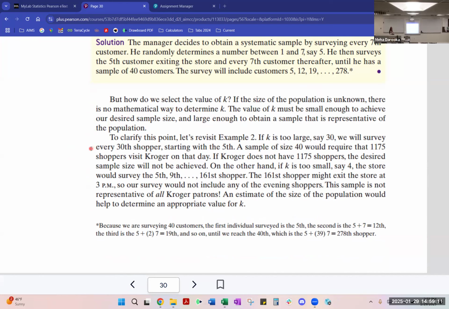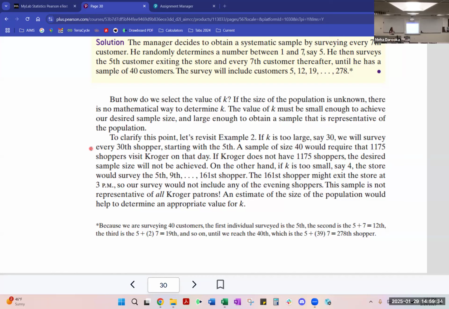They're also saying that the K value must be small enough so that you can get your desired sample size. So you want 40 customers, 100 customers, people, whatever. Basically, you would go through an idea of what your sample size needs to be, and then you can choose that. But if you are given a population size, then it makes it a little bit easier.